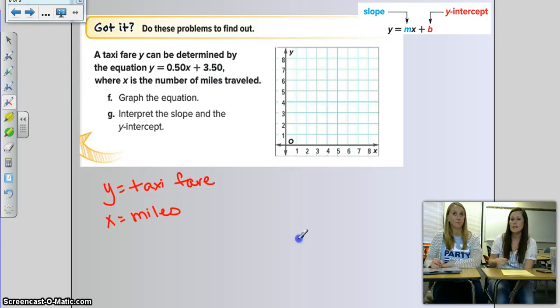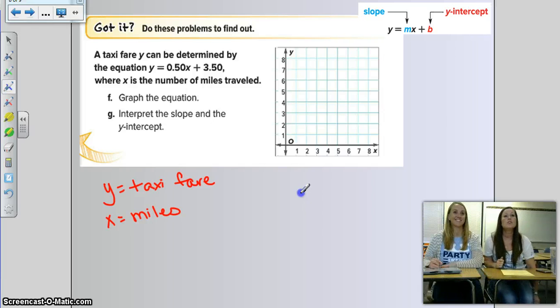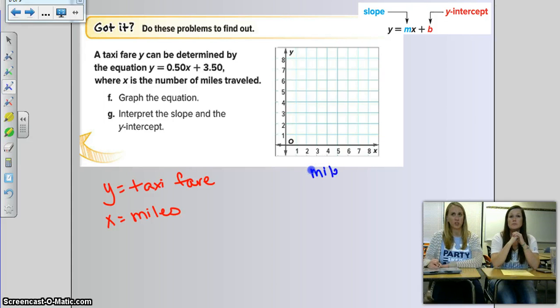If you've ever been in a taxi, when you get in, they push a little button. Boom, $3.50 just because I opened the door of the taxi. You got it. So we're going to label our axes first. X is miles. And we just took that right from that paragraph. I didn't infer anything. It tells me right there.